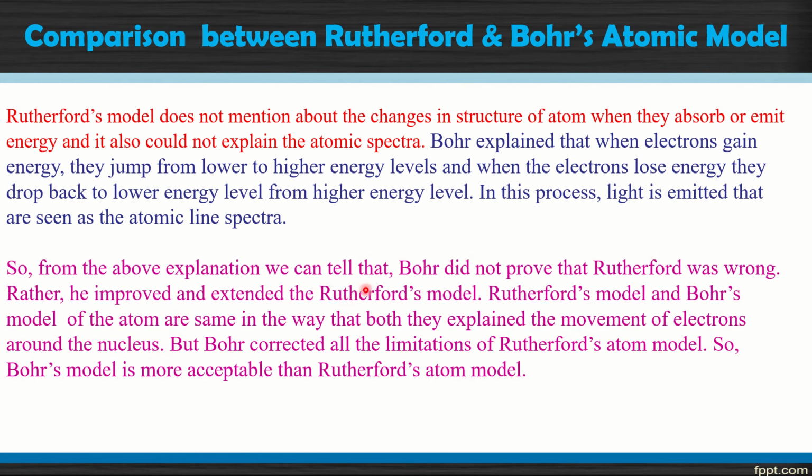So from the above explanation, we can say that Bohr did not prove that Rutherford was wrong. Rather, he improved and extended Rutherford's model. Rutherford's model and Bohr's model of the atom are the same in that both explained the movement of electrons around the nucleus. But Rutherford's model had some limitations, and Bohr tried to solve these problems. Bohr corrected all the limitations of Rutherford's atomic model, so Bohr's model is more acceptable than Rutherford's atomic model.